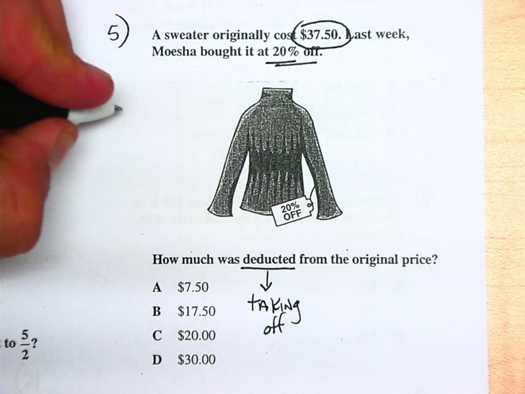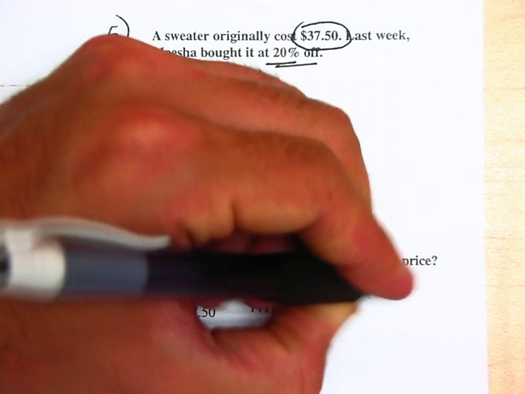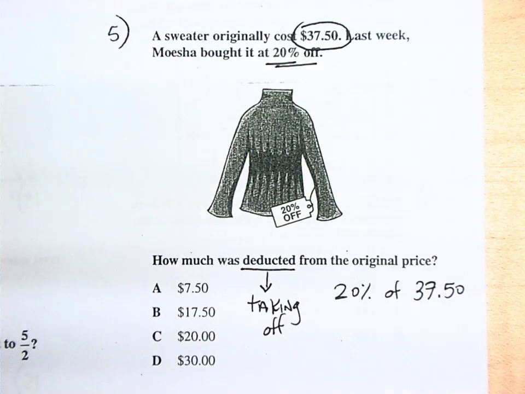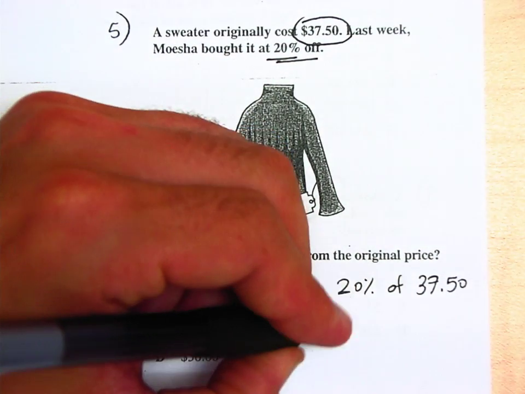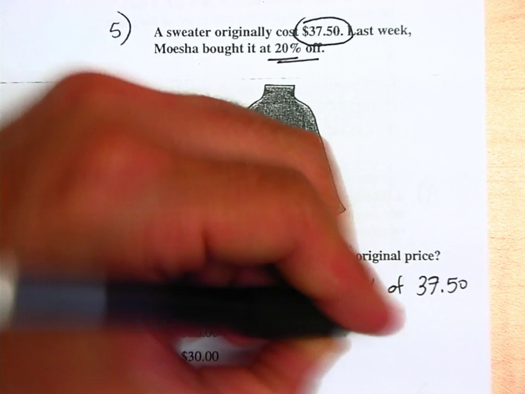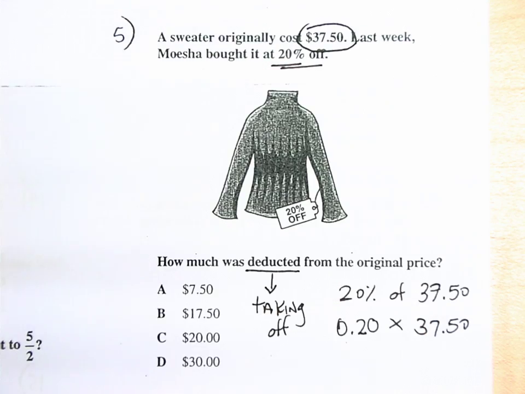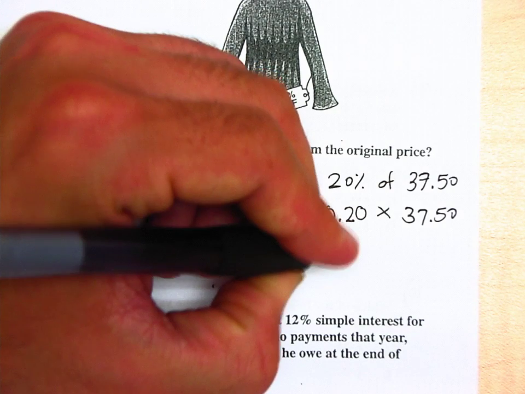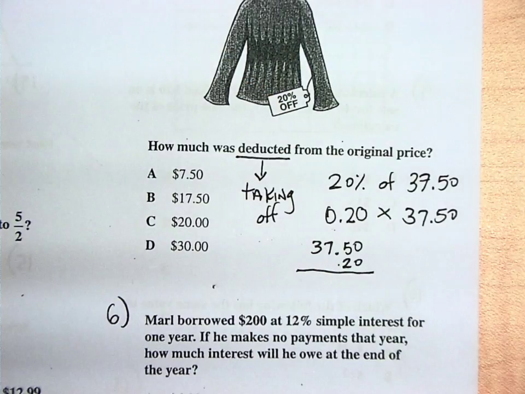So what I need to figure out is, what is 20% of $37.50? And whatever that is, that's how much I'm going to save. So 20% of $37.50, I'll turn my percent to a decimal. That's really 20 hundredths times $37.50, and I need to multiply those together. So I will do that down here. $37.50 times 20 hundredths, and I multiply.